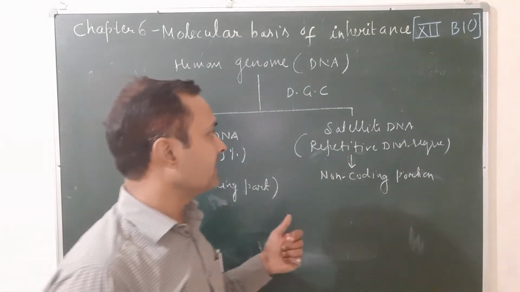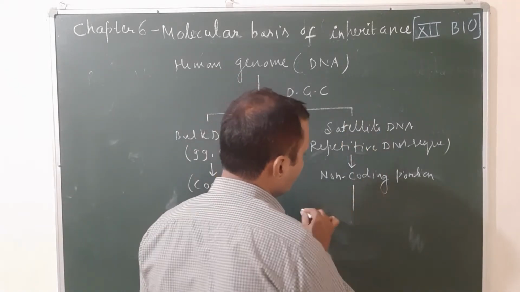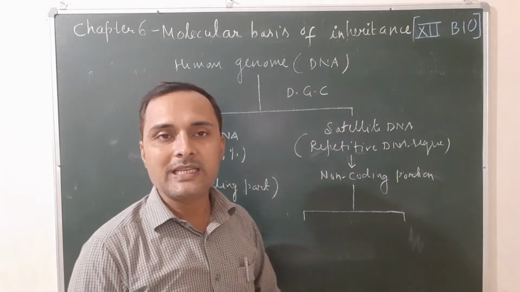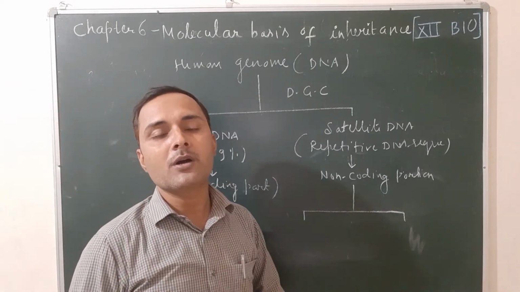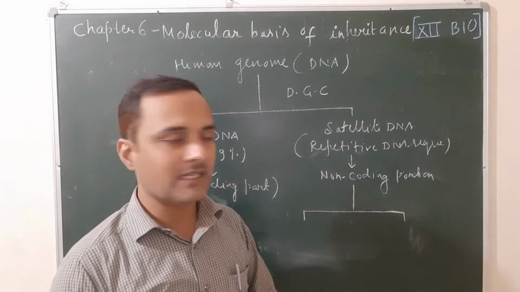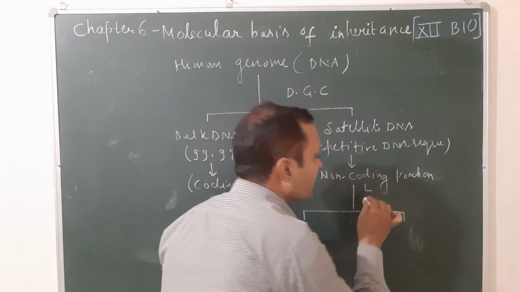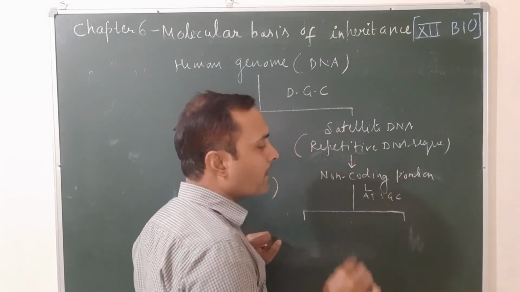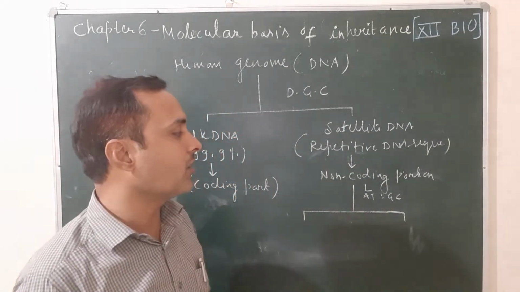This satellite DNA can be classified on the basis of three criteria. First, on the basis of length of the DNA; second, on the basis of ATGC ratio; and third, on the basis of copy number. How many times these sequences are repeated is known as copy number.